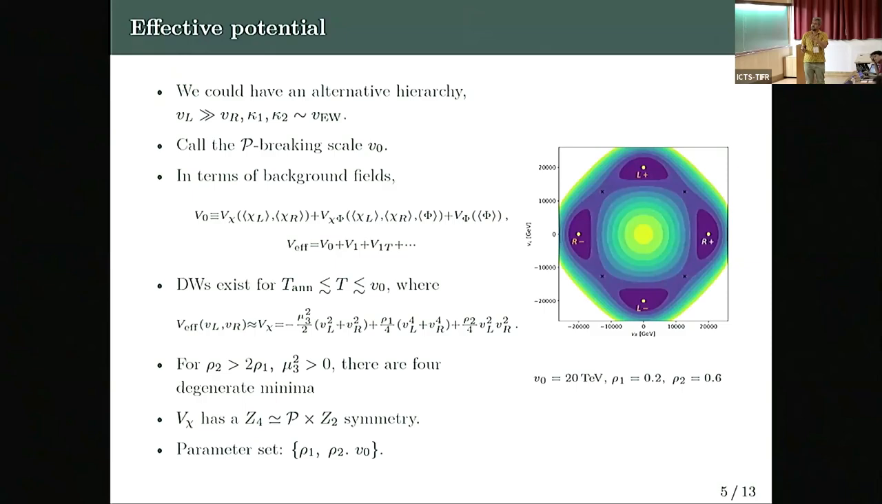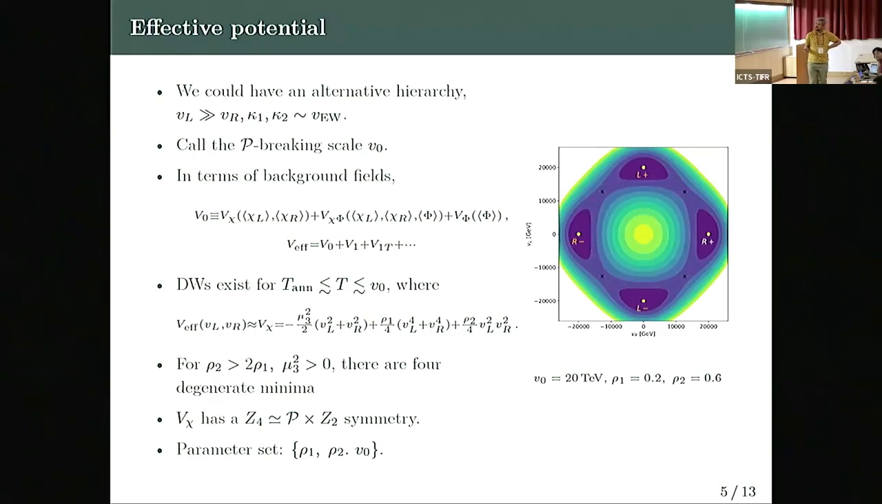There could also be the other way around, where VL is greater than these three waves. Okay, and so that's why this indicates that there are two different kinds of minima. So let us call the parity breaking scale V naught.